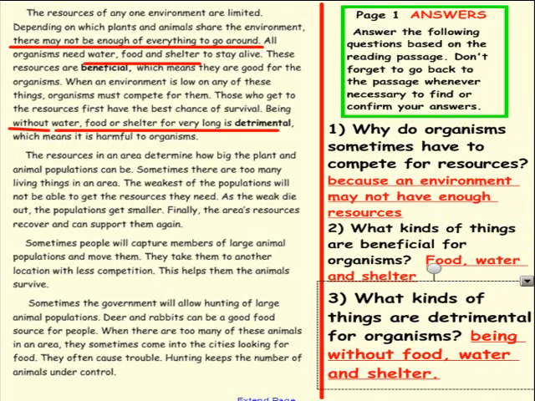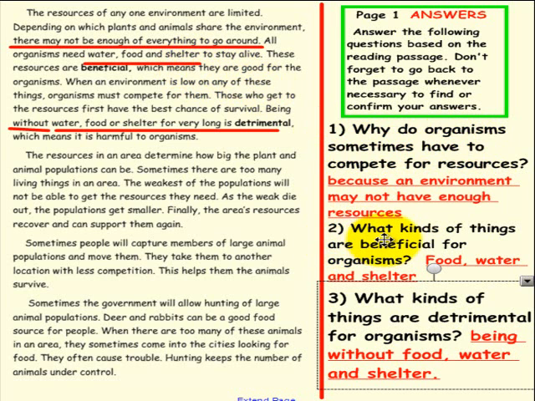Okay, here is what we have as the answers. Question 1. Why do organisms sometimes have to compete for resources? Because an environment may not have enough resources, as illustrated up here in this paragraph.